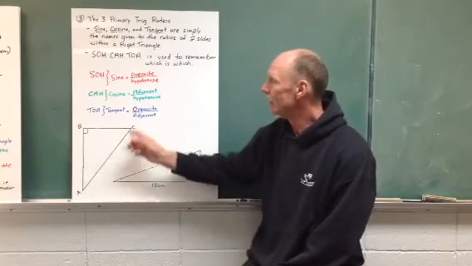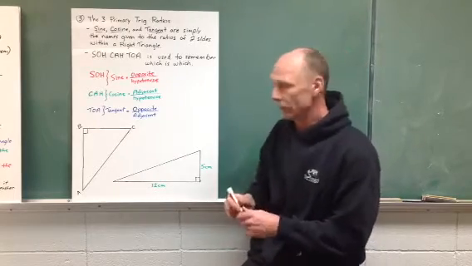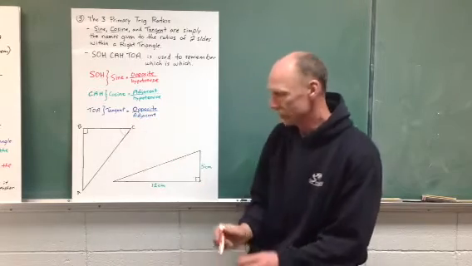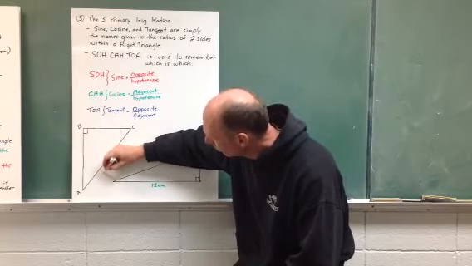Before we can name the ratios, we have to be able to name the sides. So, first I need a reference angle. So if this is my reference angle, angle C, we can now name these sides. This is the longest side.